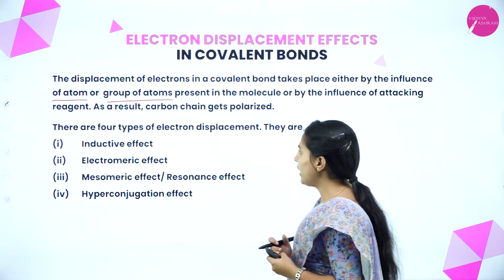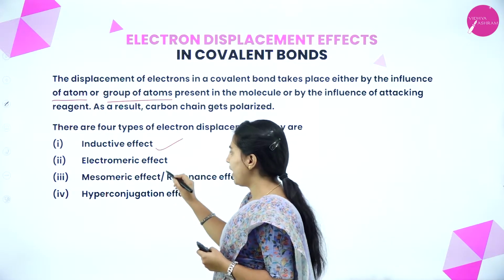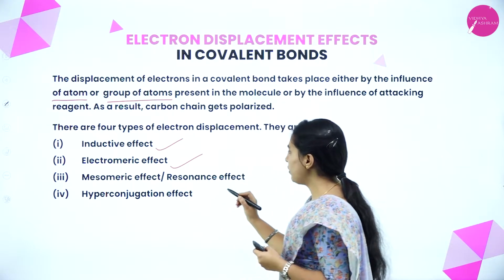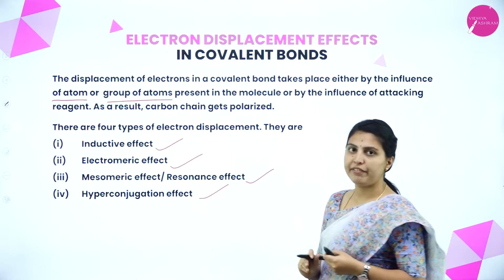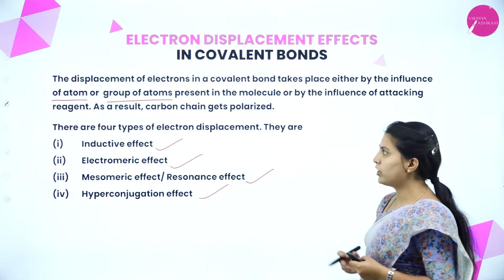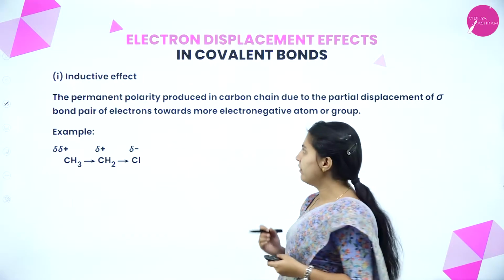There are 4 types of electron displacement. They are inductive effect, electromeric effect, mesomeric effect or resonance effect, and hyperconjugation effect. These are the 4 electron displacement effects. First, we will see inductive effect.